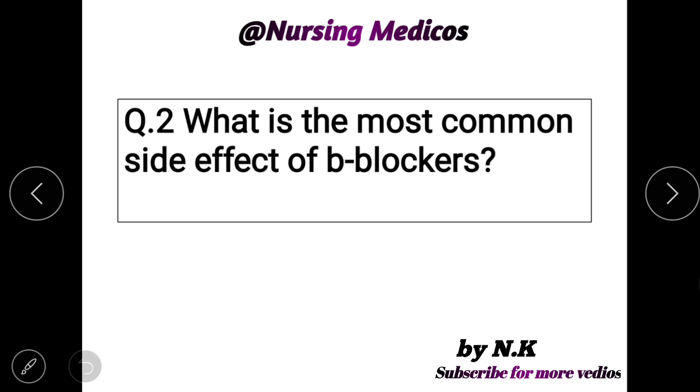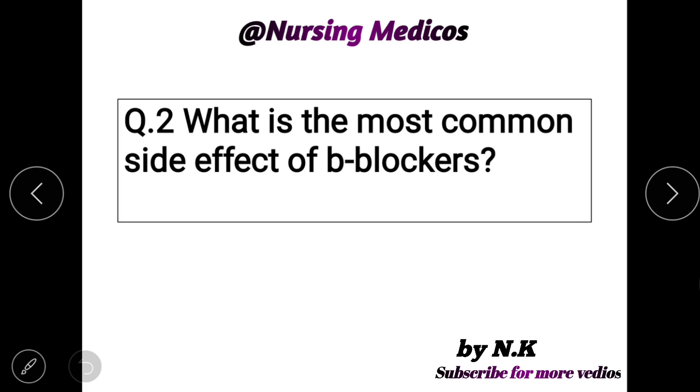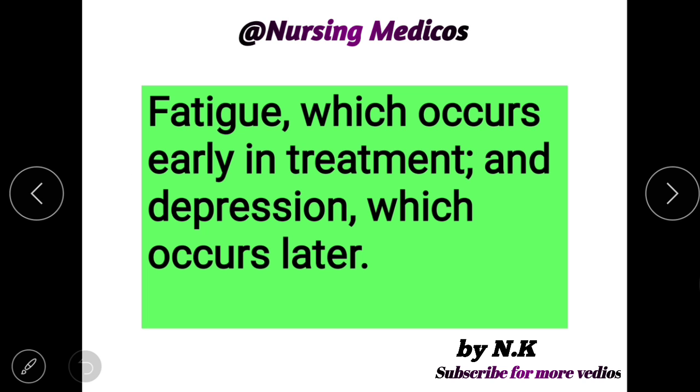The next one. What is the most common side effect of beta blockers? We'll see. The side effects of beta blockers are fatigue, which occurs early in the treatment, and depression, which occurs later. In case of side effects of beta blockers, fatigue occurs early and depression will occur as a late symptom.